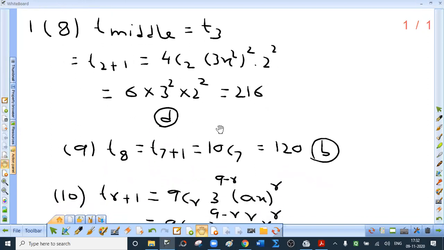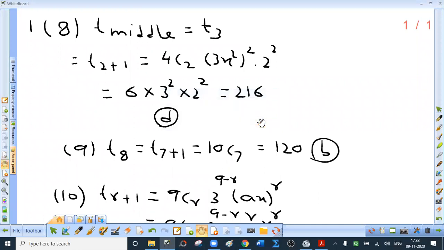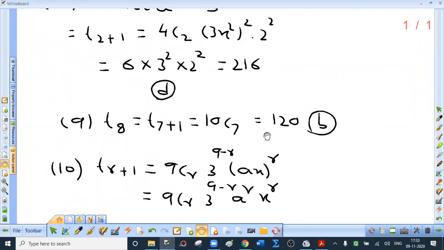Sum number 9, the coefficient of the 8th term in the expansion of (1 + x) raised to 10. So let us find T8. It is T(7+1). It is 10C7, 1 raised to 10 minus 7. That is 1, and that is why I have just written 10C7. It is 120. The correct option is B, Bombay.